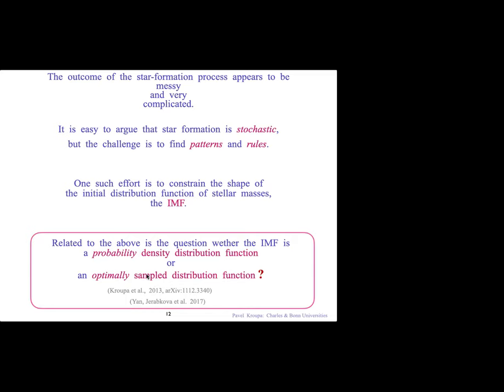And the question is, what does nature do? Is it closer to actually being optimal? And that's related to self-regulated star formation. Either the process starts, and then you always get, for the same physical conditions, always the same outcome without any Poisson uncertainty, or is it actually a random process?